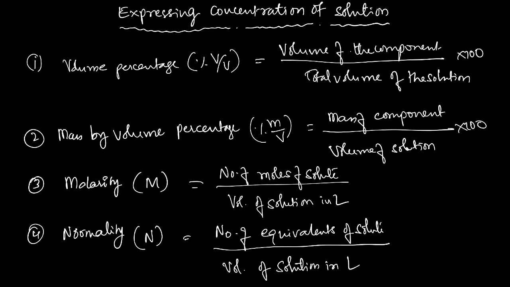We use molarity and normality extensively, and here the number of equivalents of solute is there. To find the number of equivalents, we divide the mass of the solute by the equivalent mass. This is the relationship between the number of equivalents and the mass of the substance. For molarity, the number of moles is required. For that we divide mass by molar mass, which we have already learnt in the mole concept. So that's all for this video.